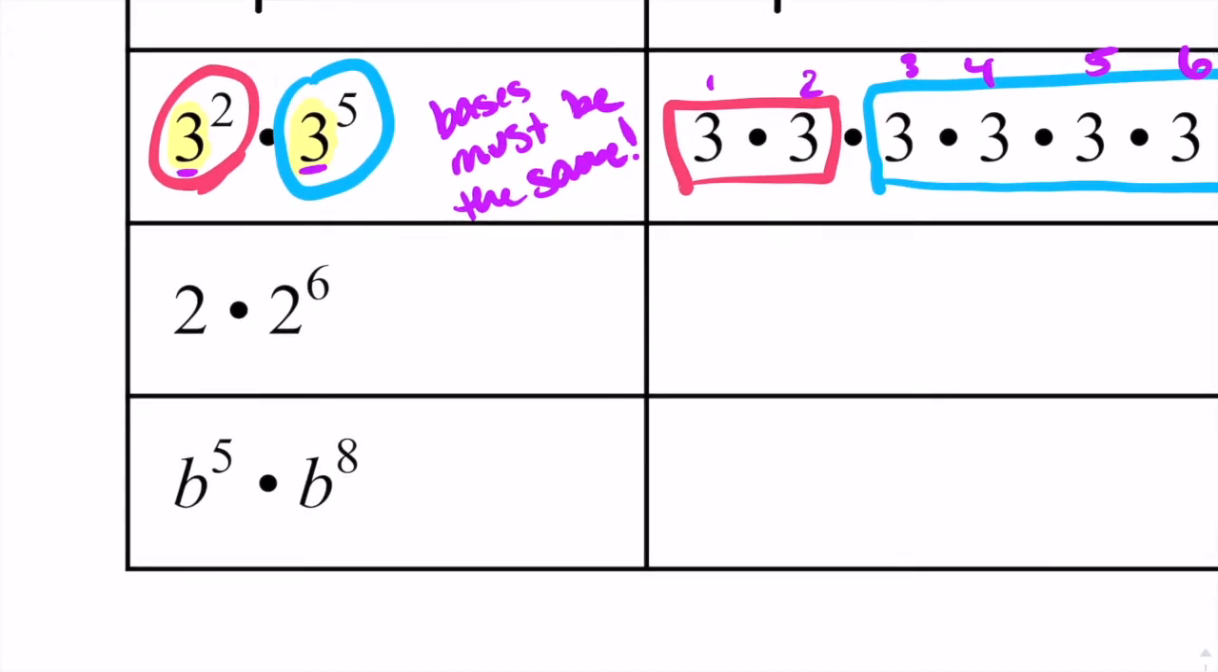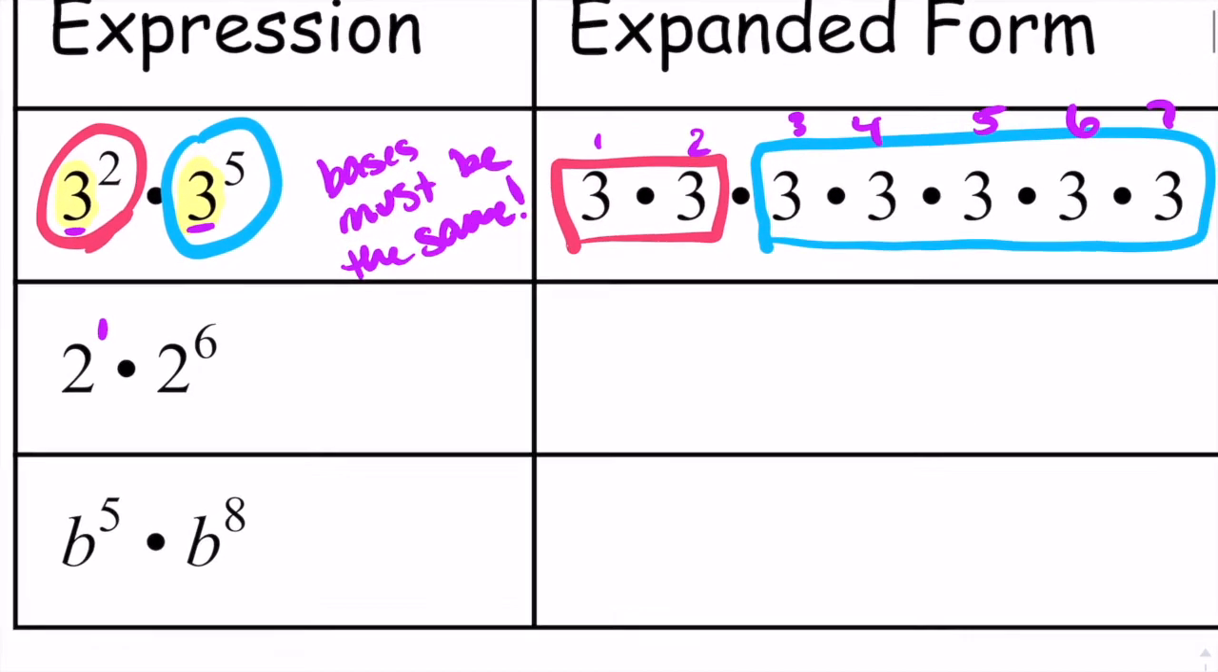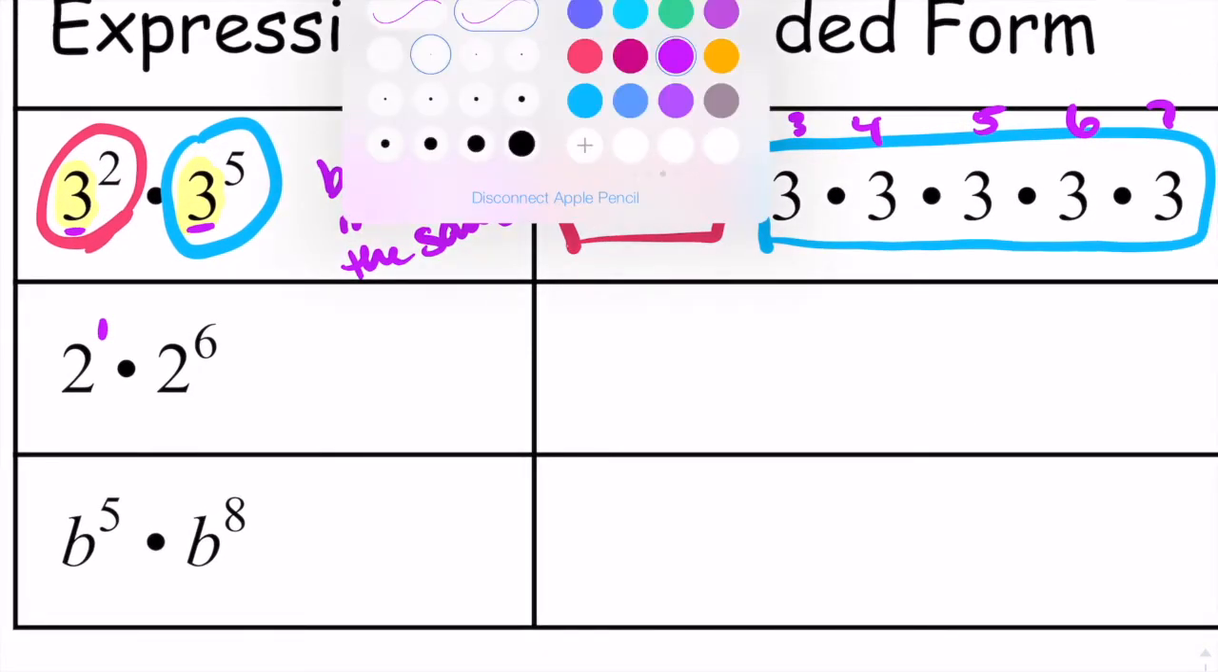Let's take a look at the next example. I have 2. Well, if there's no exponent there, what imaginary number is in front? 1. Right? If I have just an x, what imaginary number is in front of an x? 1. Same thing with exponents as well. So I have 2 to the 1 times 2 to the 6. My bases are the same, so I can multiply them or use the product rule to help me out. So write it in expanded form first.